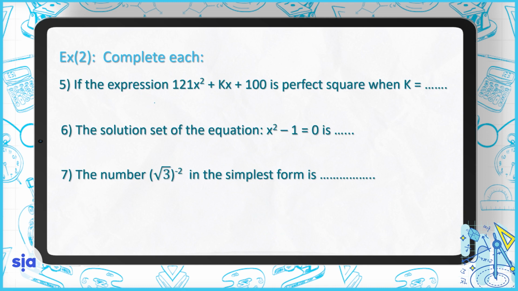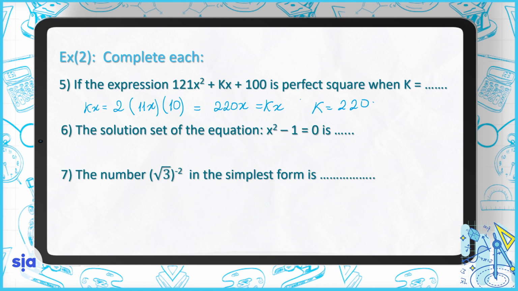Question 5. How can we find the middle term as long as this is a perfect square? So the middle term, which is kx, equals 2 times the square root of the first term times the square root of the third term. If you multiply this, this will be 220x, which is equal to kx. Then k equals 220.